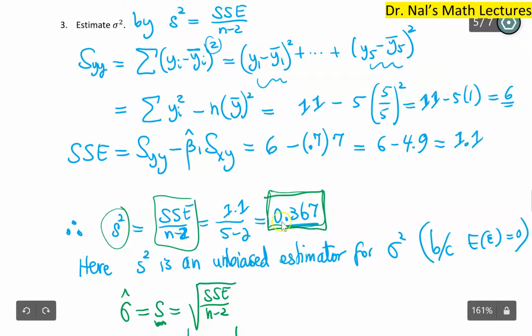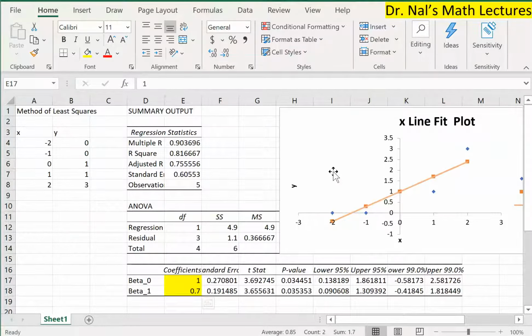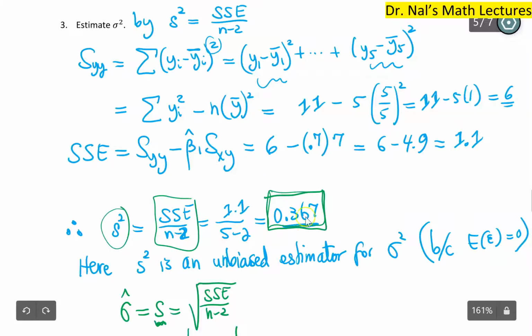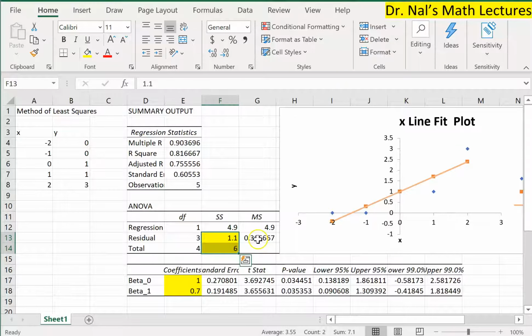So S square, when we calculated it, we found out to be 0.367, where SSE first of all came out as 1.1, and SYY came out as 6. So we can just go back to the Excel. So you guys can see the SYY and the SSE. Do you guys see those two? It's pretty cool, so let me highlight them. And finally, like we said, the S square was 0.367, and there you go, 0.367 is also part of the Excel report that is being generated.